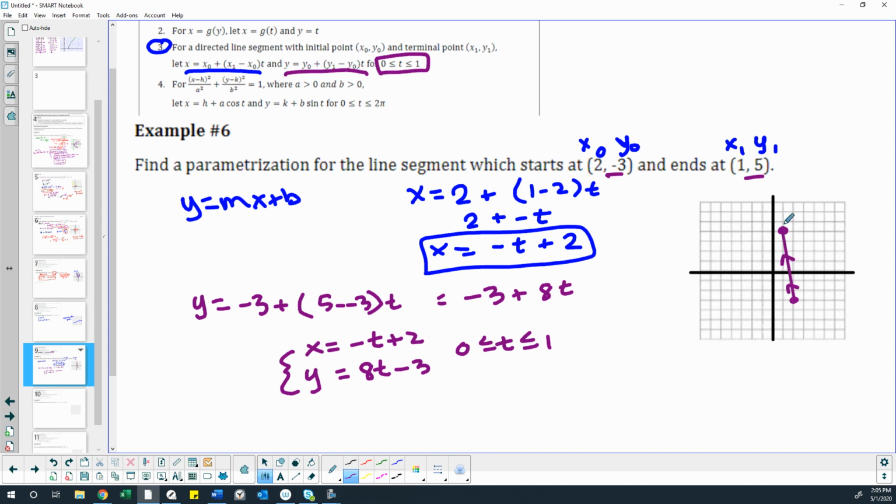So starts here, ends there, directed line segment. Here's our set of parametric equations. It didn't even ask us for an equation that fulfills this. We don't need the equation that's just x and y, though at this point we could probably write it from here. You know, we just need the slope and y-intercept for this line, but it didn't ask us, so we're not going to bother doing that.